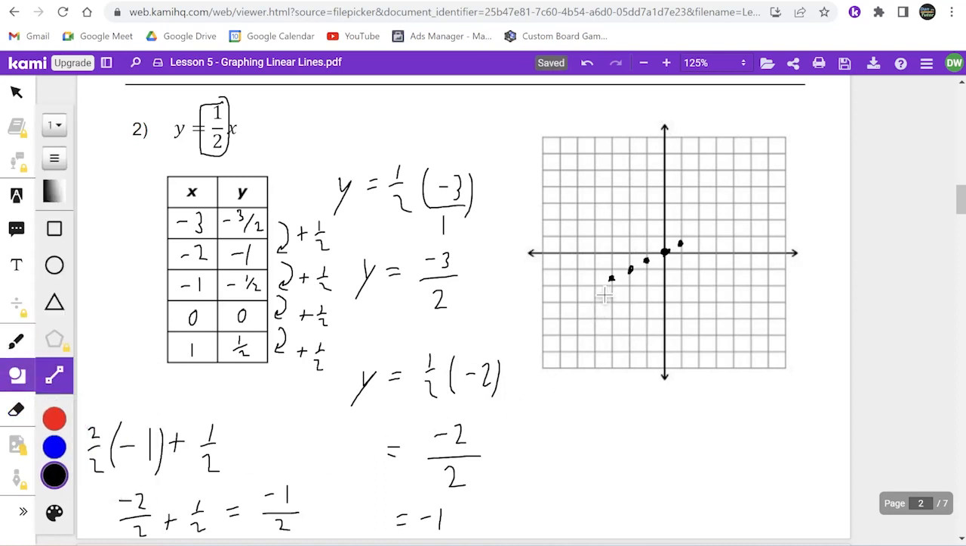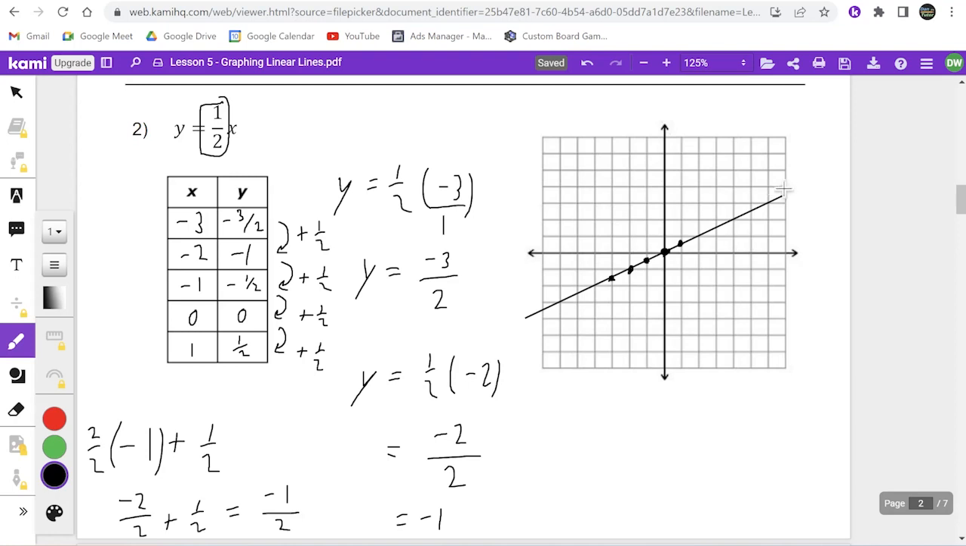And I could keep plugging in points and getting a better and better line. But I get it, I know what it's going to look like. It's going to look something like that. And again, I'm going to put the little arrowheads saying that it goes on forever.